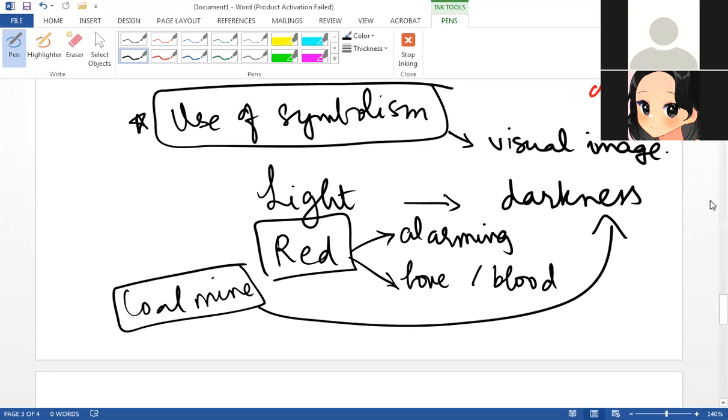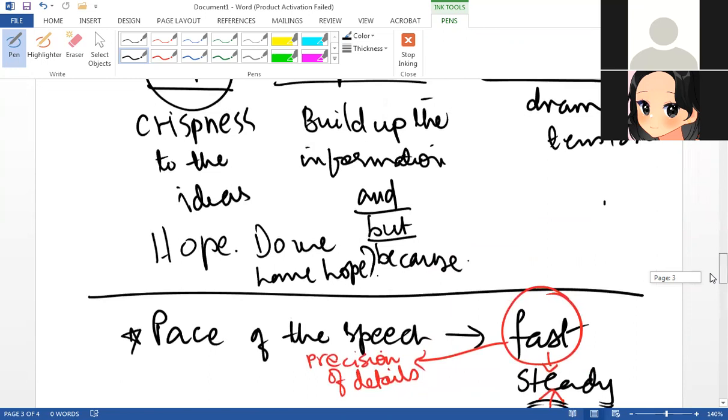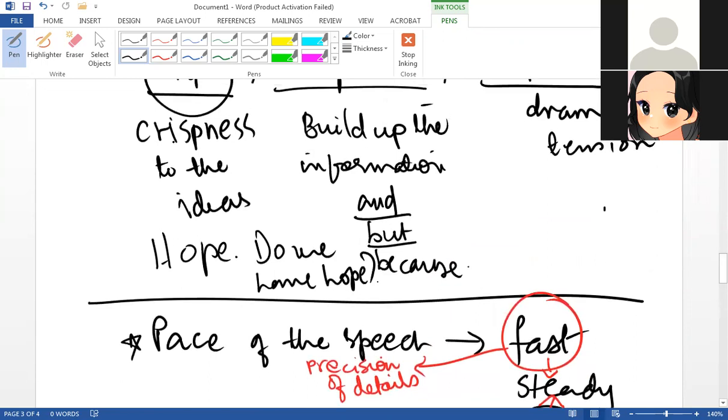I hope that you are definitely taking care of the points, specifically when it comes to the crispness, the building up of the information, dramatic tension and hope, and all of this. So a little bit of background is also required when it comes to understanding. Now let's have a quick look. Are the features clear? Is there one feature or two that you want me to explain again? Please let me know.